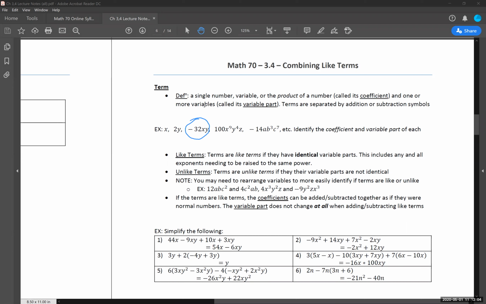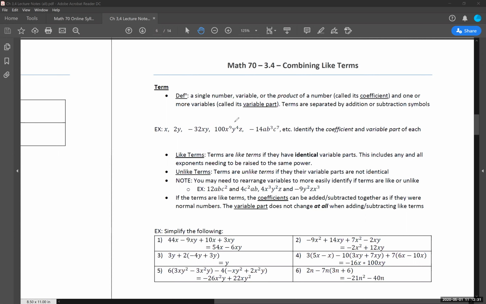If we're asked what the variable part of this term is, it's just going to be the variables and their exponents listed. So it's just going to be xy. The coefficient is the number out front that's being multiplied, and the variable part of the term is the variables and all of their exponents that go along with them respectively.